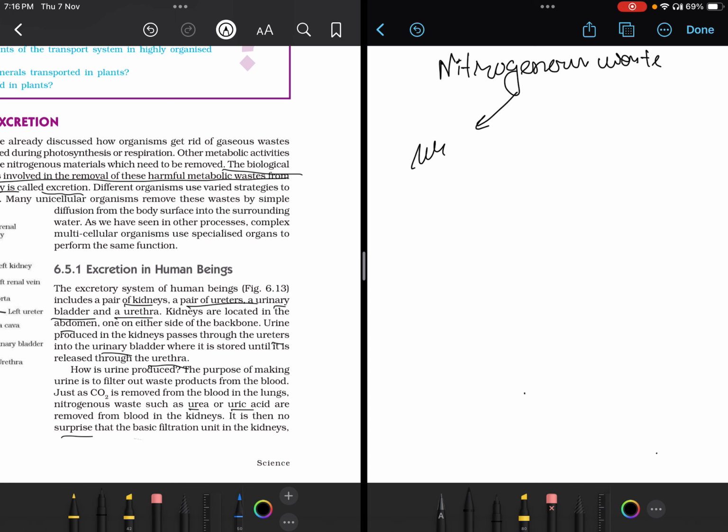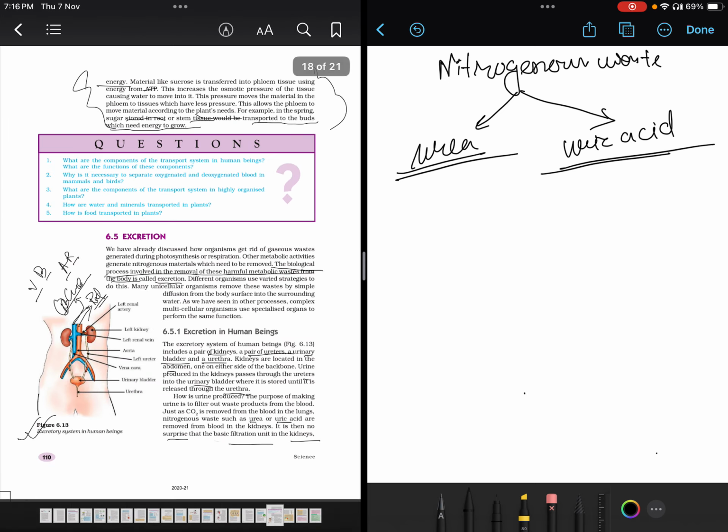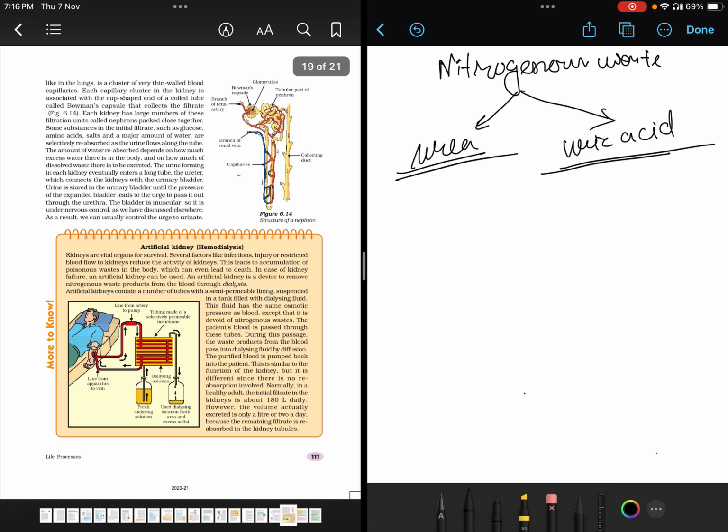These are urea and uric acid. These are two different entities, okay? You should not get confused. Urea and uric acid are removed from the blood in the kidneys. It is then no surprise that the basic filtration unit in kidneys is, as I told you earlier, the nephron.